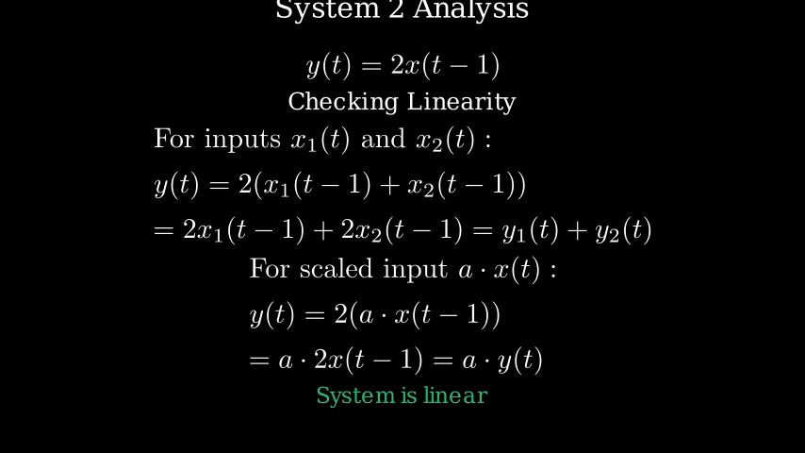Now, let's check time invariance for the second system. If we shift the input by k, so x of t becomes x of t minus k, the output would be y of t equals 2 times x of t minus 1 minus k, which equals 2 times x of t minus k minus 1. If we first calculate the output y of t and then shift it by k, we get y of t minus k equals 2 times x of t minus k minus 1. These two expressions are identical, which means the system is time invariant. Since the second system satisfies both linearity and time invariance, we conclude that it is an LTI system.